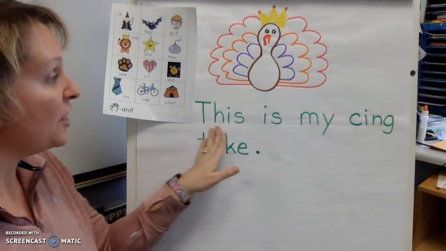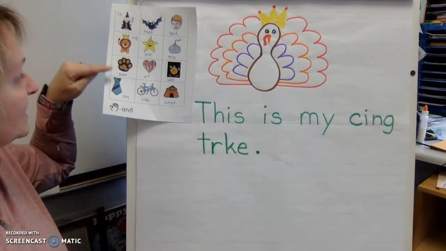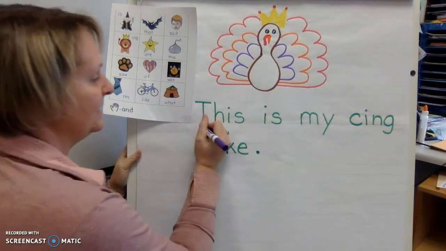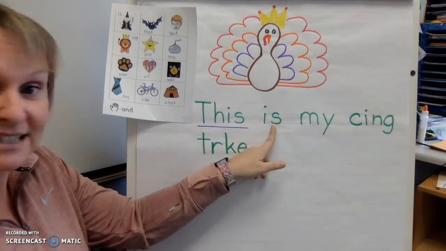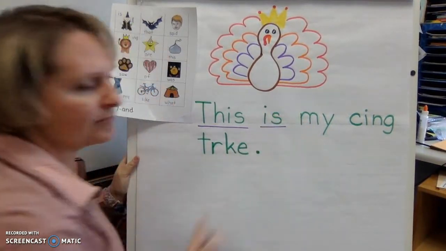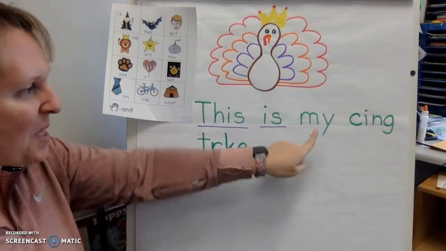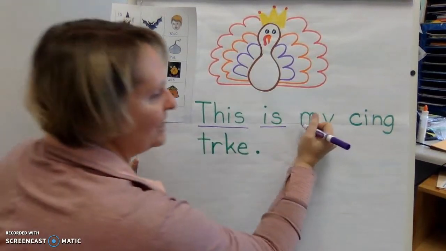And they're going to say, this, you got the word this all the way right, just like the kiss of this. So they're going to underline it. Is, you found the whiz of is. Great job. They're going to underline it. My, that's the tie of my. Way to go.